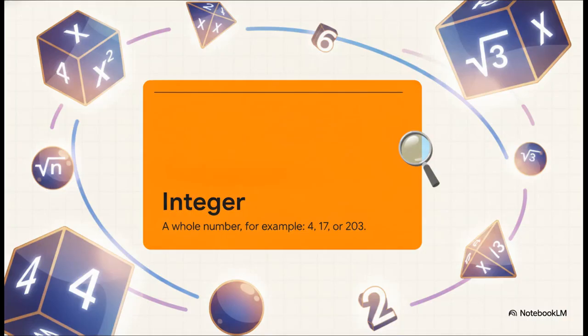One more quick term to lock in: integer. Keep this word in mind because it simply means a whole number. Things like 4, 17, or 203. It pops up constantly in these base problems, so when you see integer, just immediately think whole number.